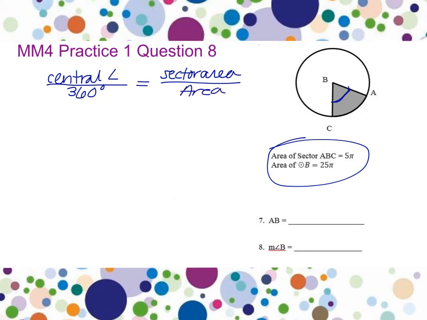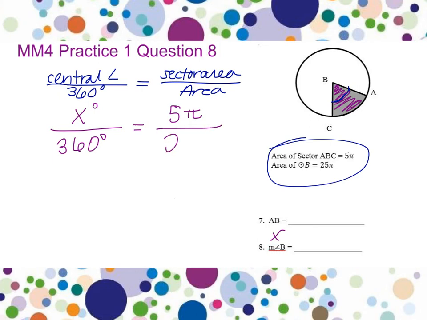So if we think about it, we know 3 out of 4 of these pieces of information. I don't know the central angle. I'm going to let that be my unknown. So I'm going to call that x. That's what we're trying to find in question 8. I do know that it'll be measured in degrees, and I do know that I'm comparing it to 360 degrees. It corresponds with this sector. So the area of this sector is 5 pi, and again, we're told that in the problem. And then the area of the entire circle is 25 pi.